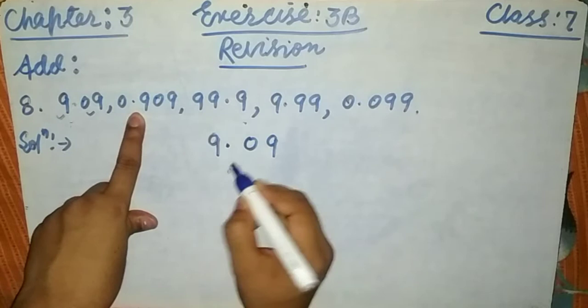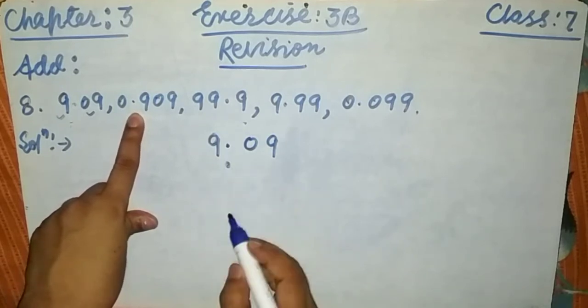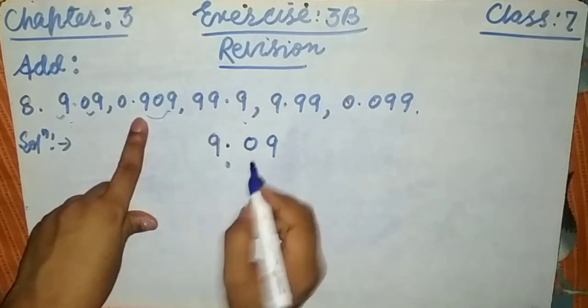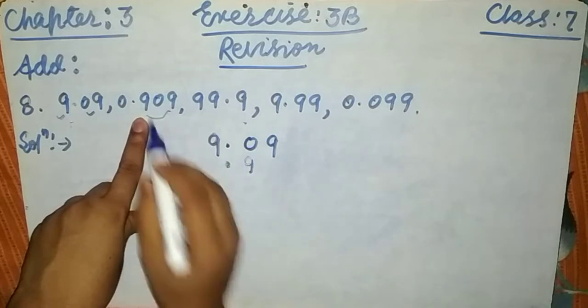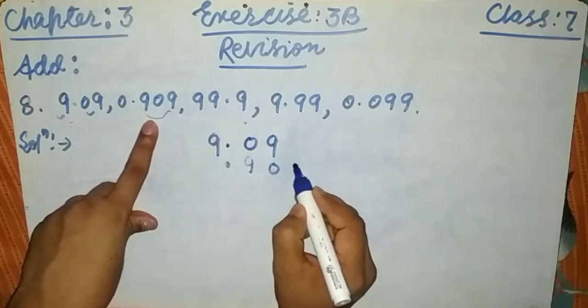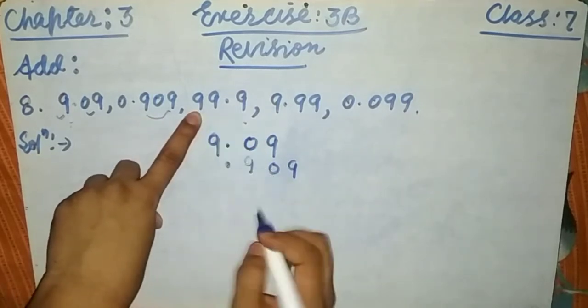Here the point should be straight, and all decimal points should be in a straight line. Remember, it should be straight. These are all the fractional parts. This is the tenths part along the tenths part. This is the hundredths part along the hundredths part. This is the thousandths part over there. Now come here, the point should be straight.